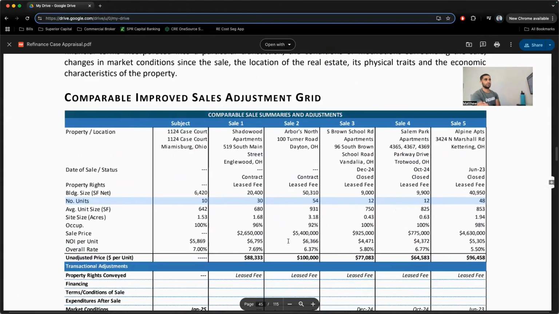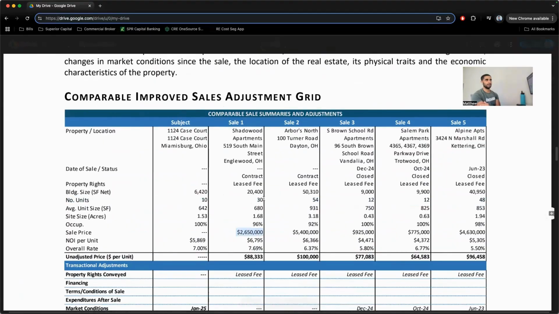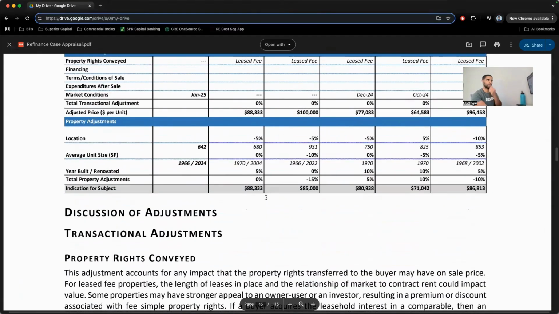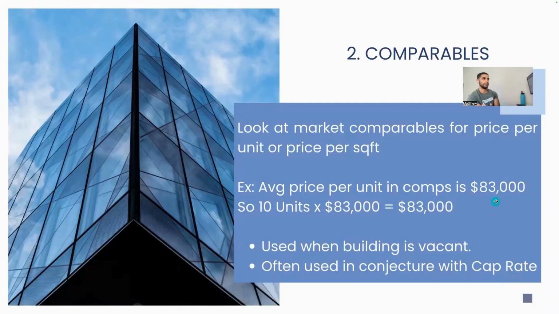This one sold for 2.6 million, but it's a 30 unit. This one sold for 5.4 million, but it's a 54 unit, and then the price per unit was 88, 85, 80, 71, 86. So that gave an average. Let's go back to our slides here, and we can see that for the 10 units, the average between all the comparables is 83,000 per unit. So that's going to be an $830,000 valuation.